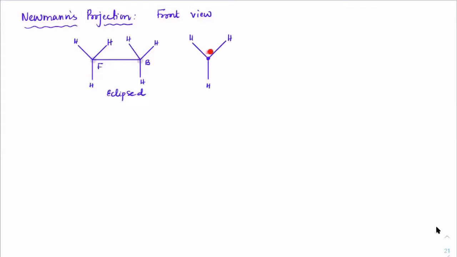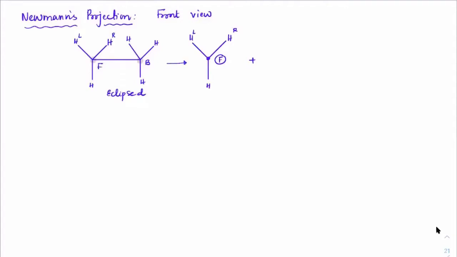So this is the front carbon which I'm taking. This is the right side hydrogen, left side hydrogen, and this is on the center line. This is how the front carbon looks like. This plus the back carbon, I have to add both of them to show the Newman projection.